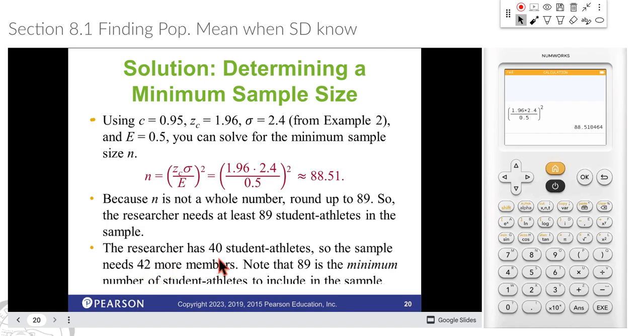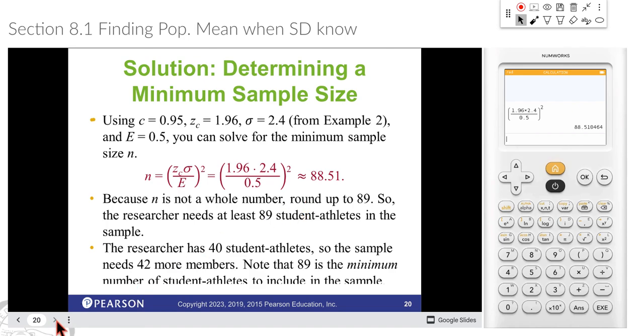The sample that they had of 40 is not good enough for this. They need 89, so they've got to go collect another 42 students. So you could do something like that, but they might make you start all over and say, go get 89. So that's why it's important to estimate what size of a sample you're going to need to have the level of accuracy that you want.